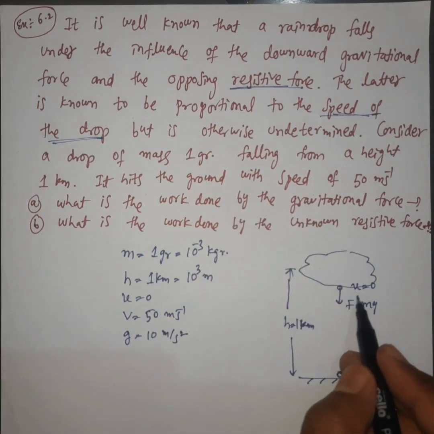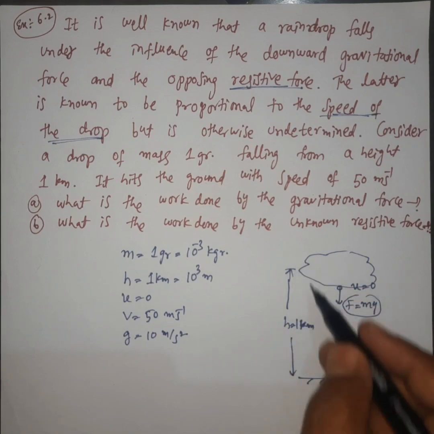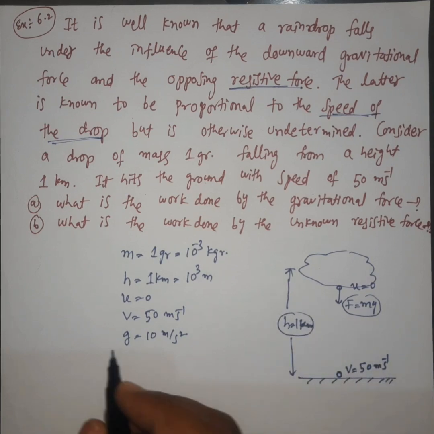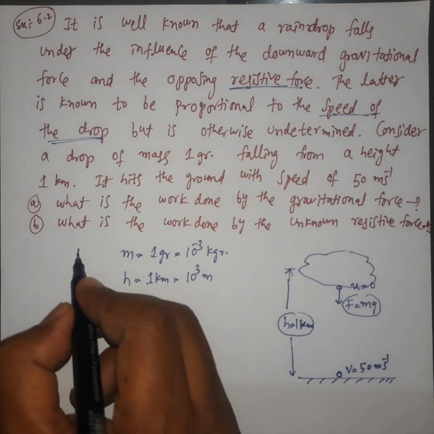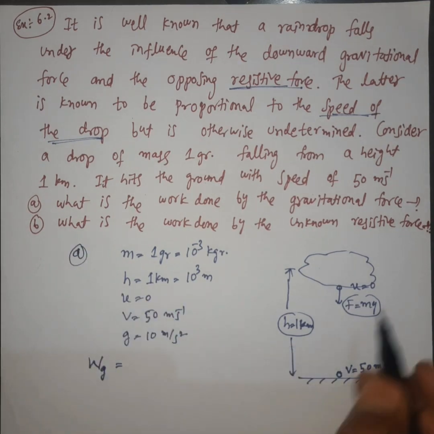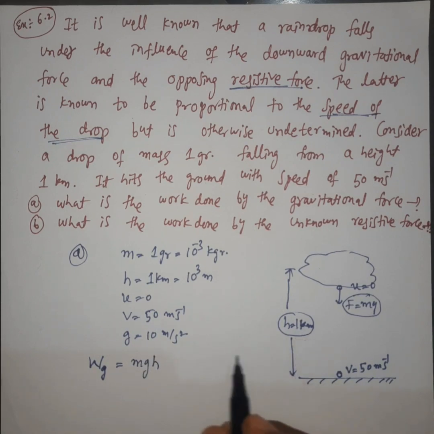The gravitational force into displacement. How much is the displacement? It is h. So the work done by the gravitational force, Wg, is equal to force into displacement. Here the force is mg, so the work done by the gravitational force is simply mgh.